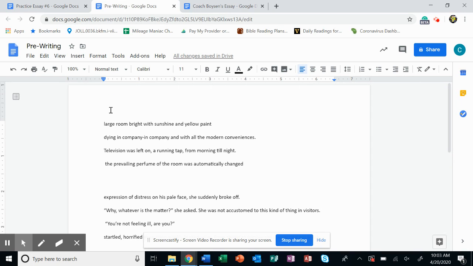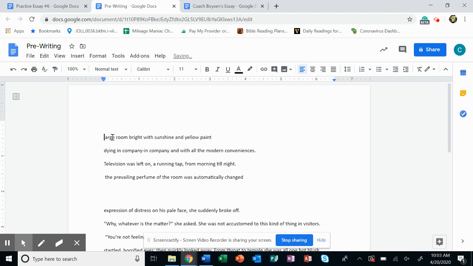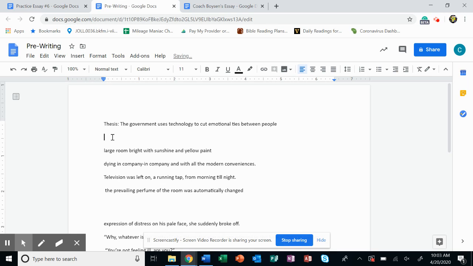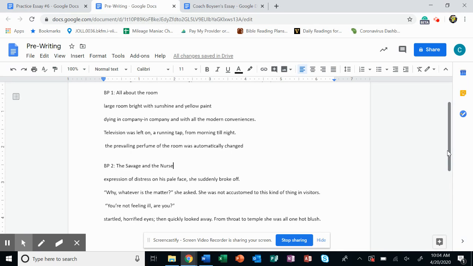Okay, so I know my thesis. Government uses, and I might not use this word for word, but this just keeps me thinking. Government uses technology to cut emotional ties between people. And then body paragraph number 1 is going to be in this room. All about the room. Body paragraph 2, the savage and the nurse. There are my quotes. Okay, and that's what I'm going to use to write this.